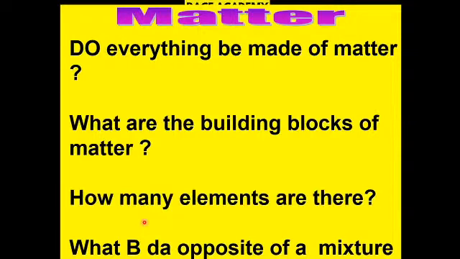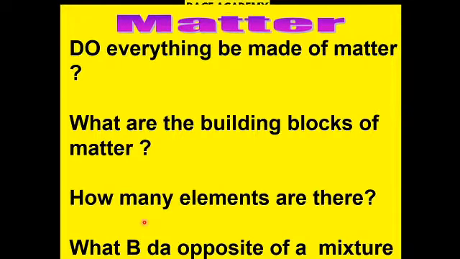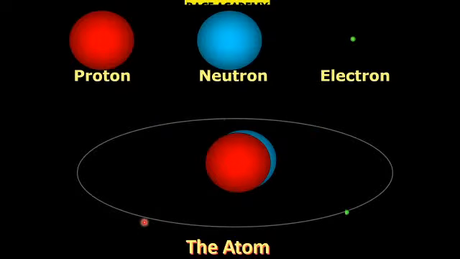Is everything made of matter? What are the building blocks of matter? How many elements are there? This is the opposite of a mixture. Proton, neutron, electron. You can observe here proton, neutron, electron, and the green coloration we are observing here.